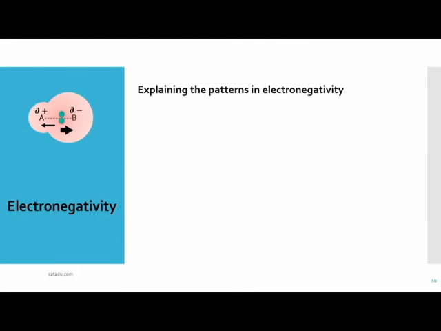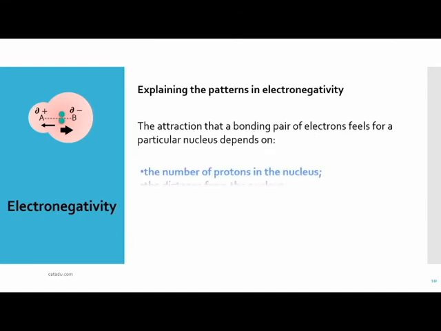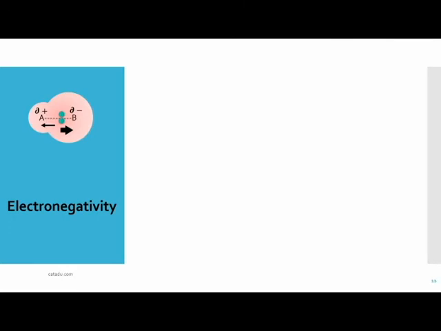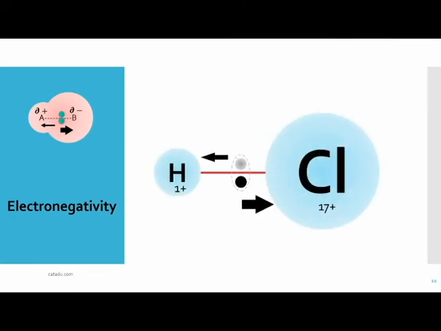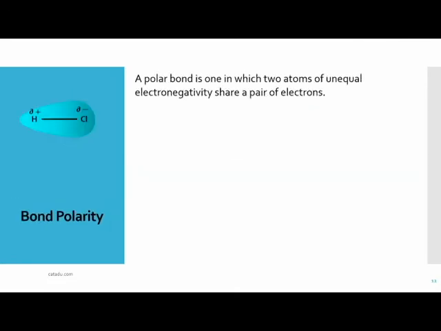Explaining the pattern in electronegativity, it depends on the number of protons in the nucleus, the distance from the nucleus, and the amount of screening or shielding effect by the inner shells. I am giving one example here. Chlorine is more electronegative because chlorine has 17 protons, hydrogen has 1 proton, so for the shared electron, chlorine has greater attraction.